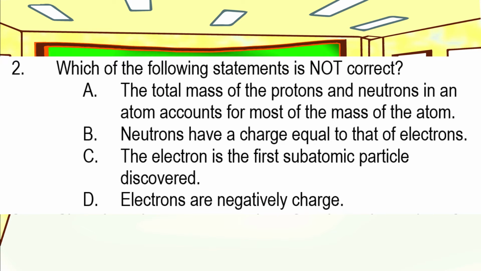Question number 2. Which of the following statements is not correct? A. The total mass of the protons and neutrons in an atom accounts for most of the mass of the atom. B. Neutrons have a charge equal to that of electrons. C. The electron is the first subatomic particle discovered. D. Electrons are negatively charged.